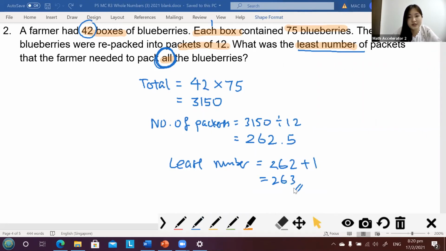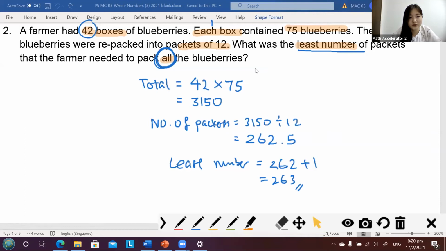Why? Because there's remaining blueberries. The question is asking you, how many packets are needed to pack all the blueberries? So what happens if you have some remainder? The blueberries, do you throw them away? Cannot, right? You still need another packet. Even though that packet does not have 12 blueberries inside, you still need that packet because you need to pack all of them. So you need to add in another packet. So you have 263 in total.